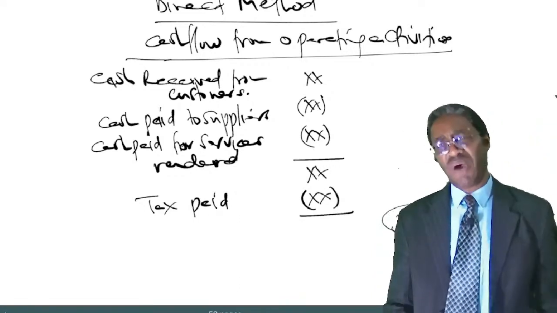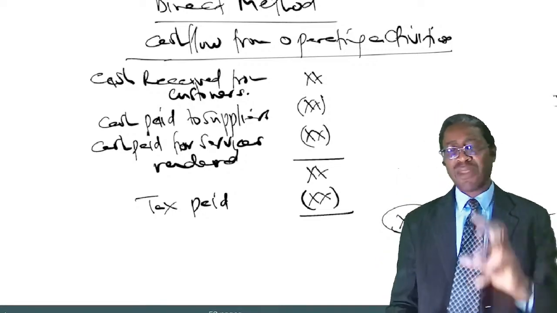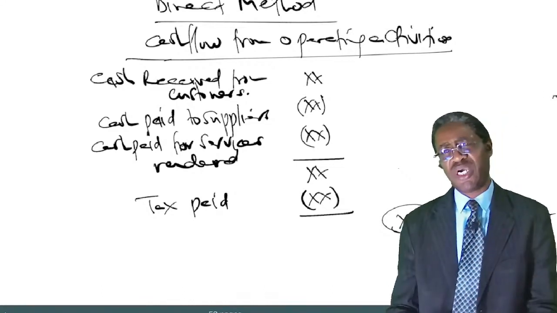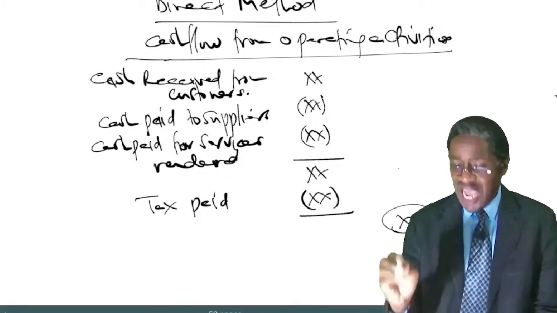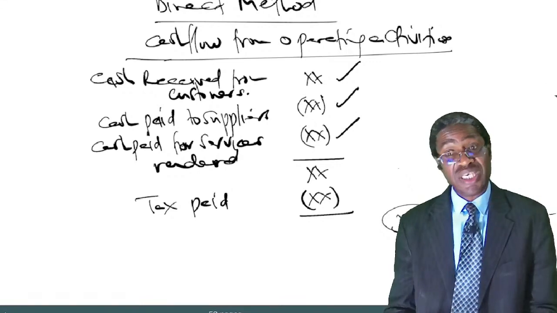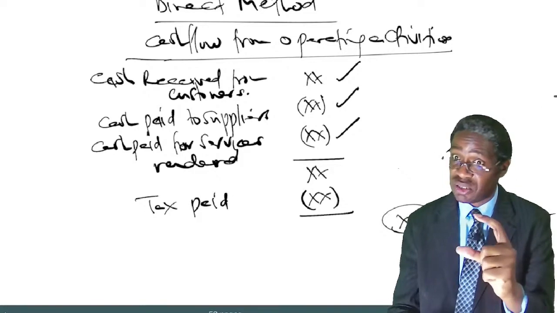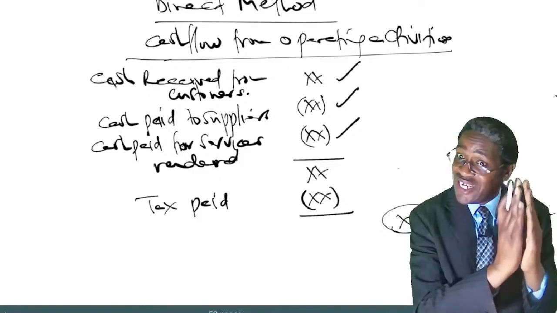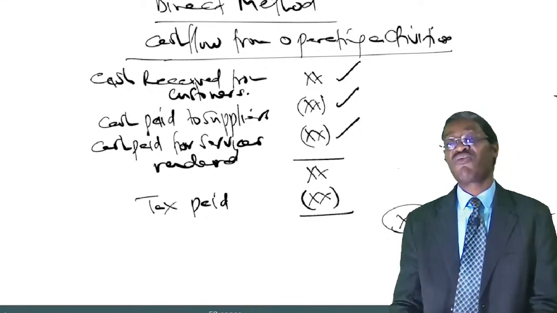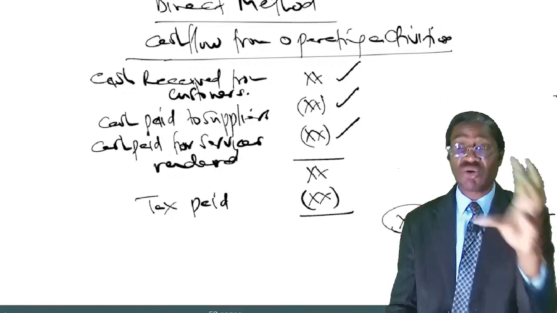And that's what we want to talk about now. How do you go about determining them? I hope you still remember that whenever the examiner required you to prepare cash flow using the direct method, none of these three figures were given. It was your responsibility to calculate the figures. It's not like the indirect method, where there are some figures you pick from the income statement and the additional information.